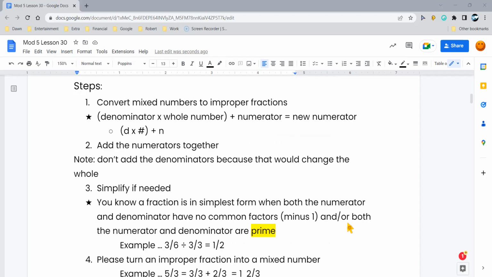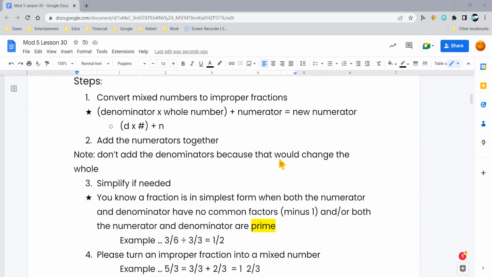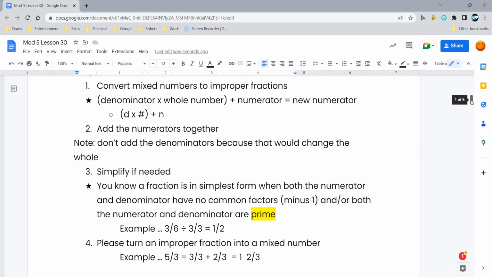So we have our steps right here. The first thing we need to do is convert mixed numbers into improper fractions. We do that by doing denominator times whole number plus numerator, which will give us our new numerator. And our new numerator goes over our old denominator. Once we've done that, we take our fraction and our improper fraction and add those numerators together. Remember, we don't add denominators because they would change the whole.